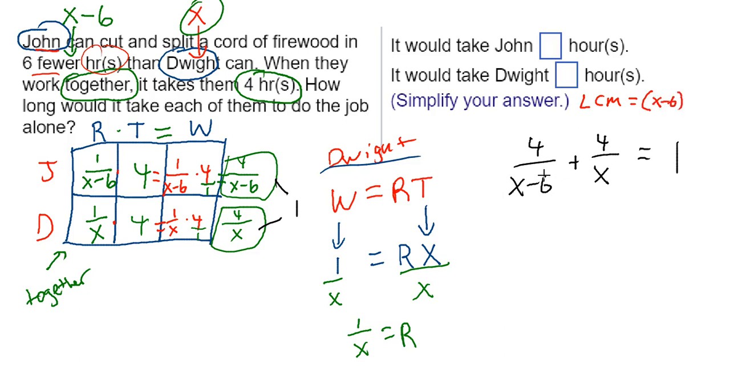X minus 6 is one factor. X is a different factor, right? These are different from each other, so each of them has to be in the LCM. And then we multiply that LCM to both sides of the equation.